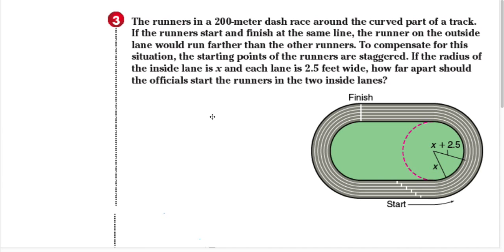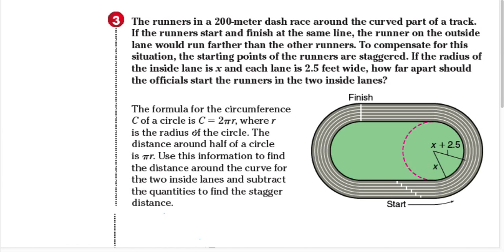It is assumed that you know the formula for the circumference of a circle, which is 2 pi r, where r is the radius of the circle. The distance around half of a circle is pi r. Why? Because we multiply 2 pi r by 1/2. That cancels out the 2, so the distance around half the circle would be pi r.